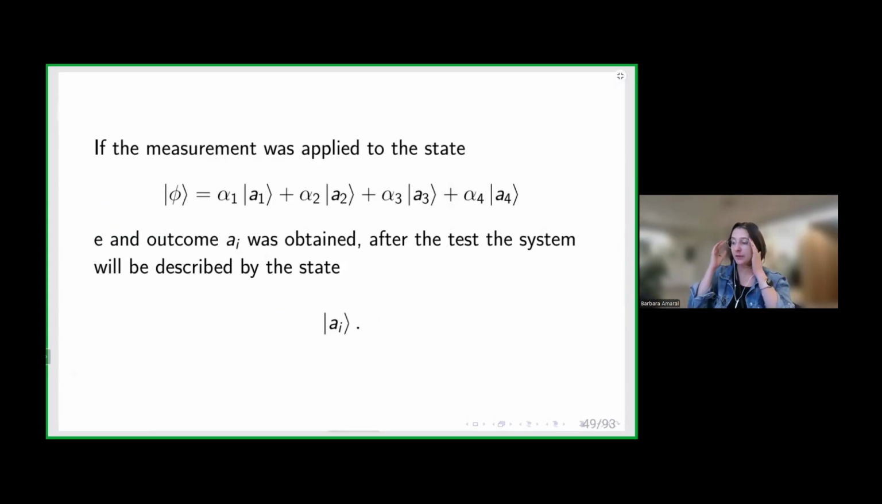If the measurement was applied to this state and outcome A_i was obtained, after the measurement, the system will be described by the final state |A_i>. So I don't even have to think about deciding what is the final state of the system. It's just going to project the initial state into one of the eigenvectors, okay?